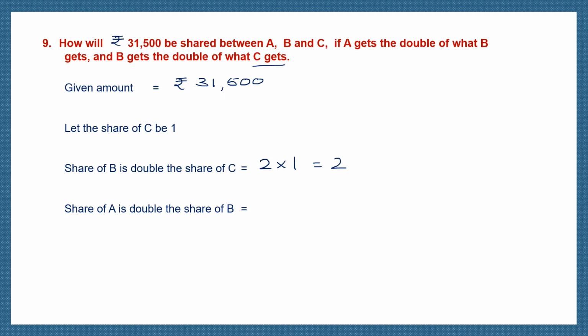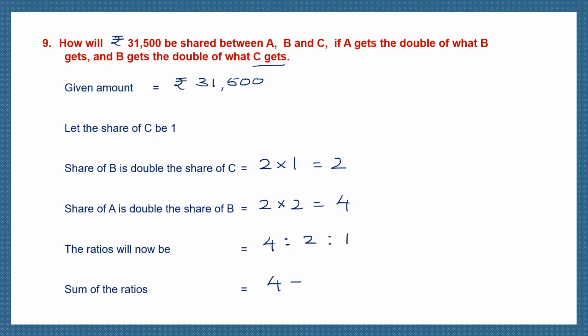Now share of A is double the share of B. So double means again 2. And what is the share of B? 2. So 2 2s are 4. Okay. So now the ratios will be A is 4, B is 2 and C is 1. So the ratios will be 4:2:1. Okay. Now the sum of the ratios will be 4 plus 2 plus 1. 4, 5, 6 plus 1, 7. So the sum of the ratios will be 7.